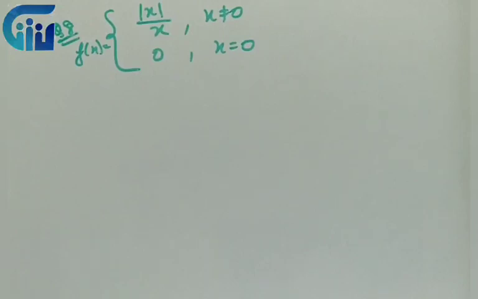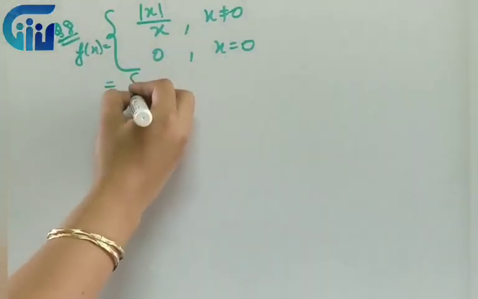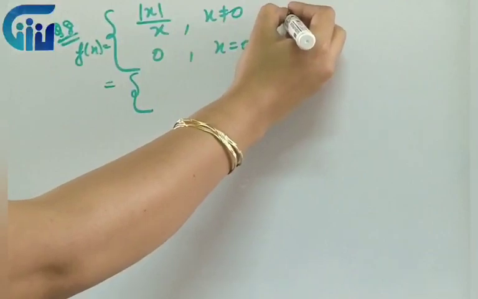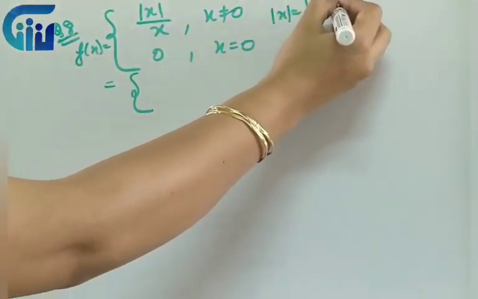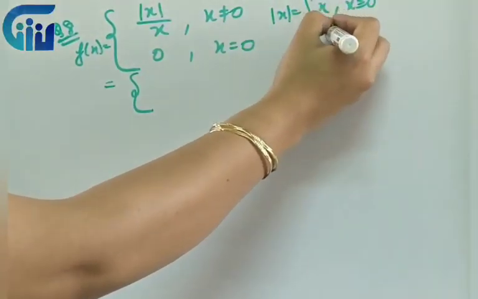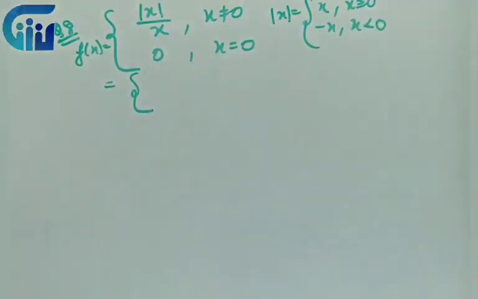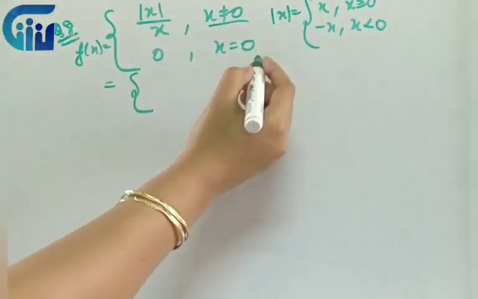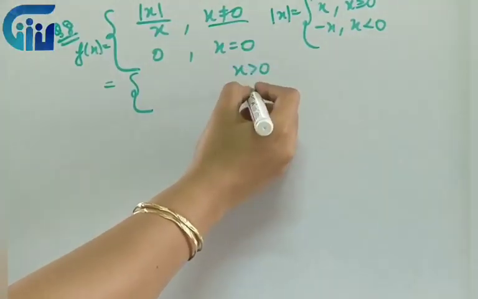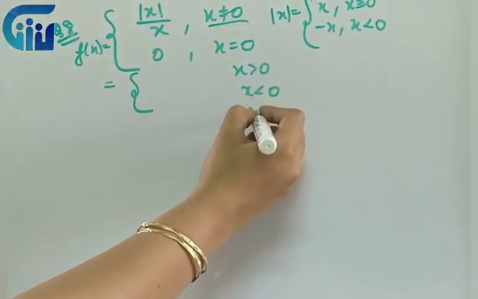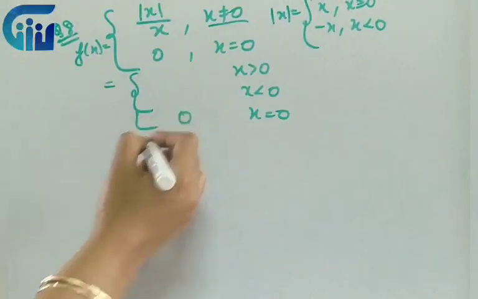So before finding the points of discontinuity, if modulus is present in any question like this, we have to redefine our function. So how can we redefine our function? We know the definition of mod x, which says it is x when x is greater than equal to 0, minus x when x is less than 0. So the same definition I will apply over here. Since x is not equal to 0, it means it will be greater than 0 or less than 0. For 0 it is already defined as 0, right?